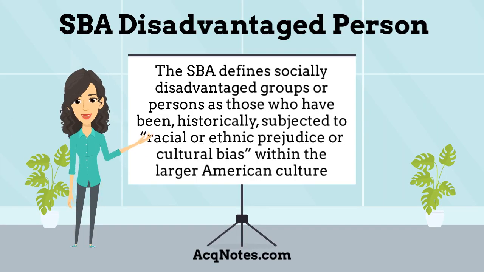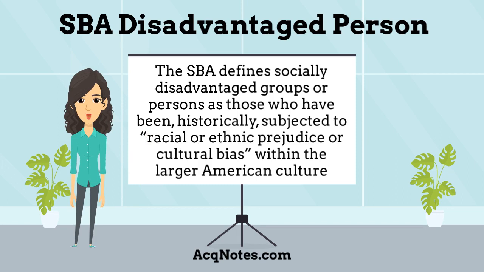What defines a disadvantaged person? The SBA defines socially disadvantaged groups or persons as those who have been, historically, subjected to racial or ethnic prejudice or cultural bias within the larger American culture. Identified groups include African Americans, Asian Pacific Americans, Hispanic Americans, Native Americans, and Subcontinent Asian Americans. Members of other groups may qualify if they can satisfactorily demonstrate that they meet established criteria.